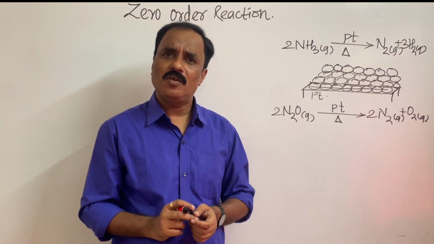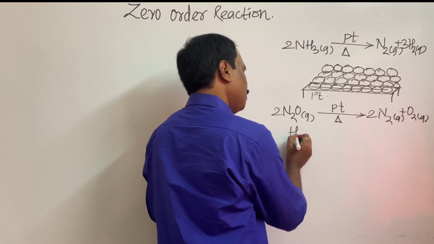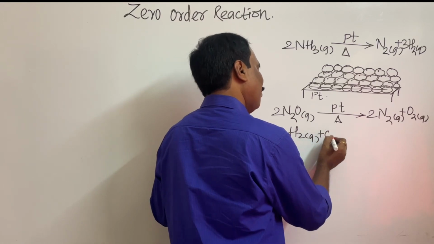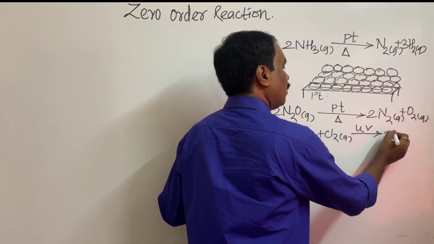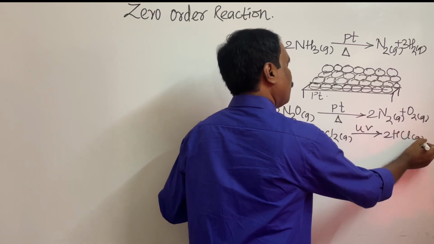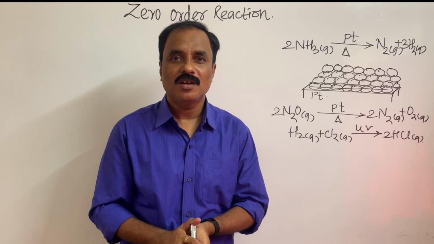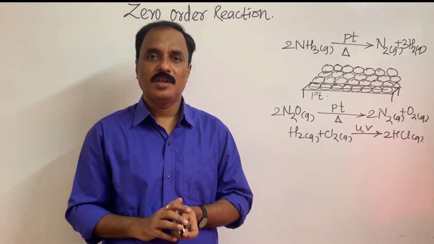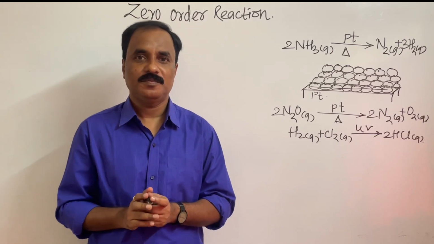Photochemical formation of hydrochloric acid from hydrogen and chlorine: the reaction of hydrogen gas with chlorine in the presence of UV light gives hydrochloric acid. All these are examples of zero order reaction. Now, what is the integrated rate law in case of zero order reaction?